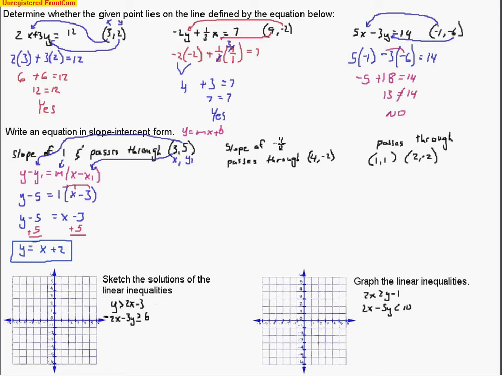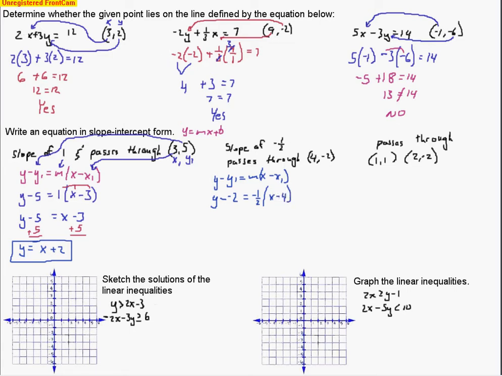Slope is negative 1/2, passes through this point. So again, I'll rewrite my point slope formula, and I'll go ahead and substitute my values in for y1, m, and x1. So we'll rewrite this as y minus, and then this time we have a negative 2. So minus negative 2 equals the slope, negative 1/2, multiplied by x minus 4. So 4 was the x1 value.